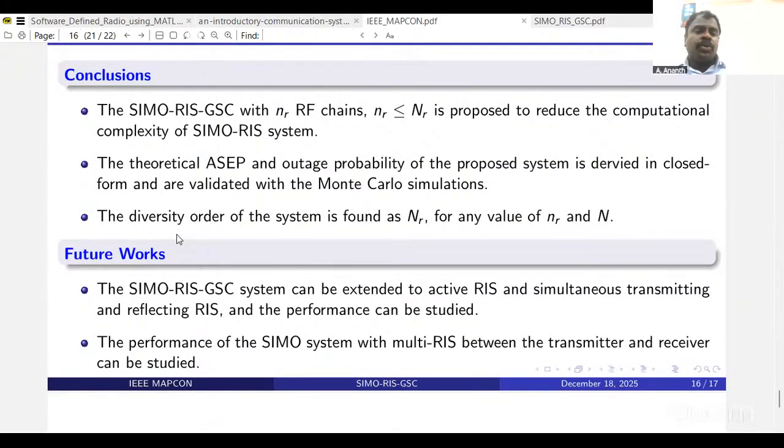Second, we were able to reduce the computational complexity involved, since we were using only a few antennas and also a few RF links. That makes sure that less computational complexity is involved. And again, we have found the theoretical symbol error probability, outage probability, and diversity order. Further, we were planning to extend this to a setup with multiple RAS. Here we have considered only one RAS board, right?